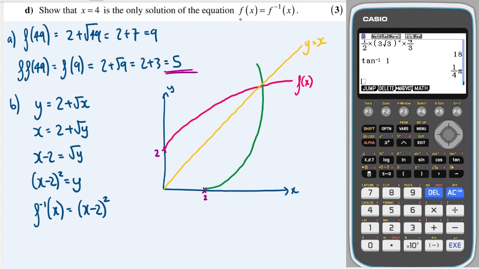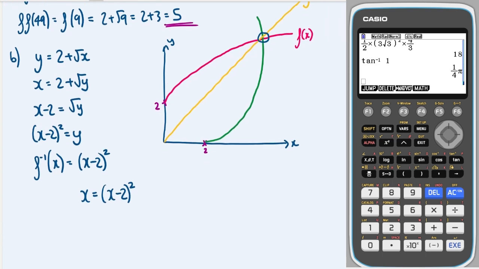Okay, next we're asked to solve f of x is equal to its inverse. So we might want to set up this equation like this, but that would be quite difficult to solve because we're going to get an x squared, a root x, and an x. So instead, we're going to solve the orange and the green line, because that's going to have the same point as when the red line meets the green line. So the orange line is x, and the green line is x minus 2.